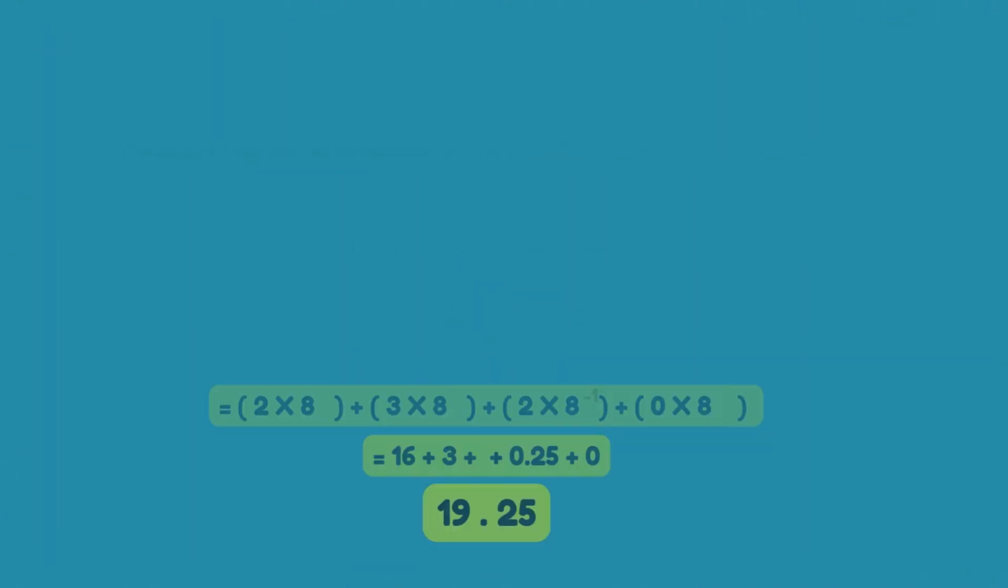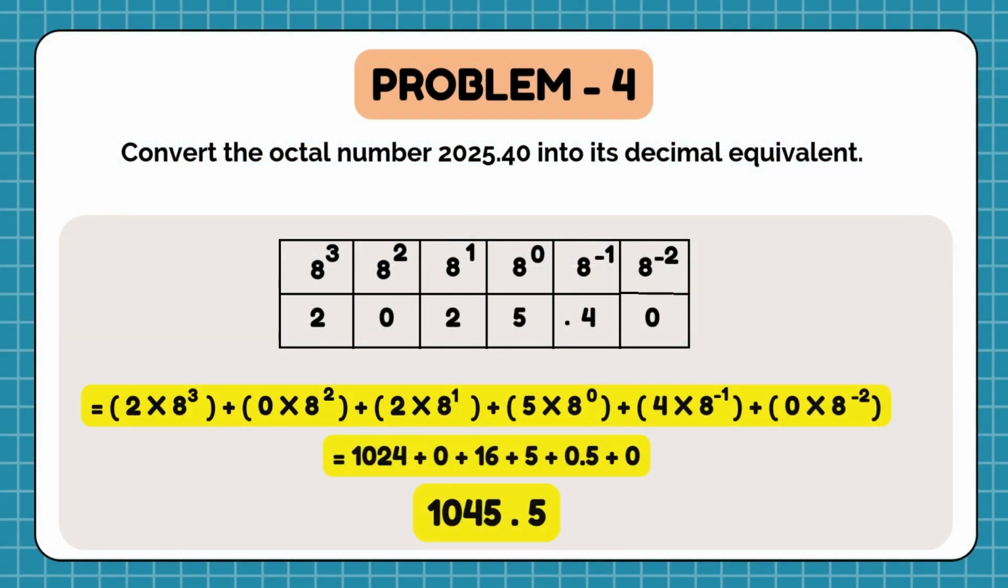Let's try another example to solidify this. Convert the octal number 2025.40 to decimal. Breaking it down, we have 2 is at position 3, therefore, we have 2 times 8 to the power 3, which is 1024. 0 is at position 2, therefore, we have 0 times 8 to the power 2, which is 0. 2 is at position 1, therefore, we have 2 times 8 to the power 1, which is 16.